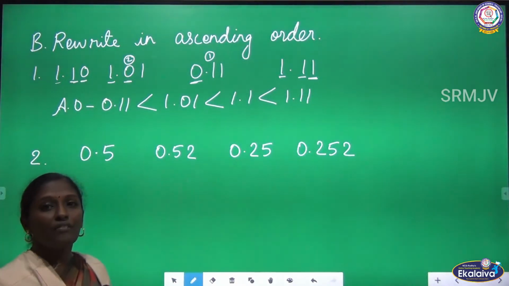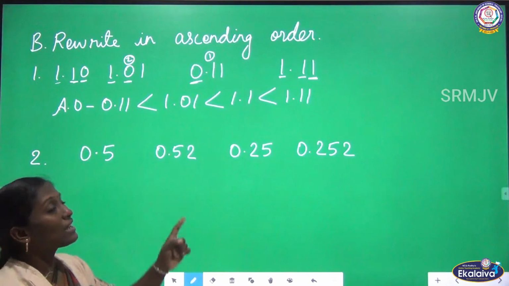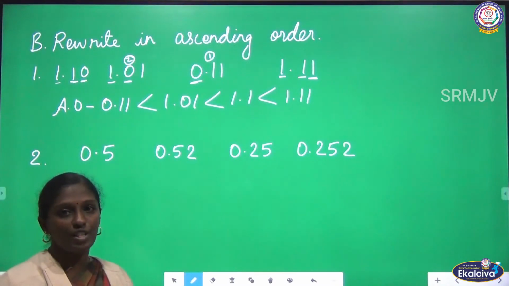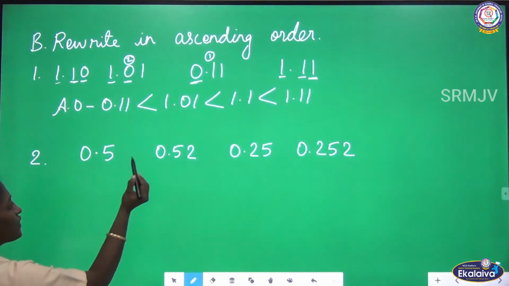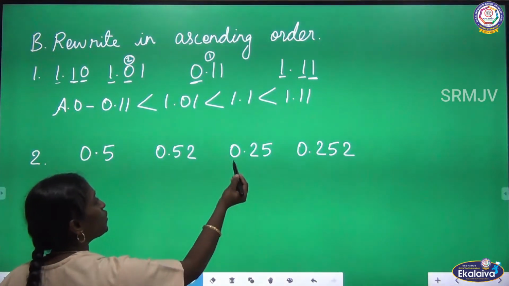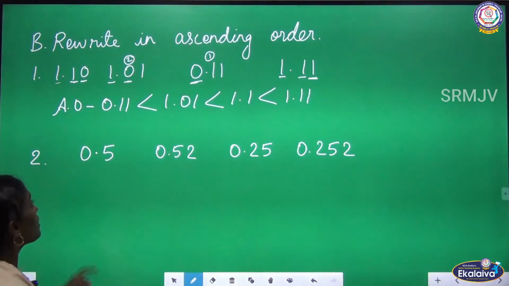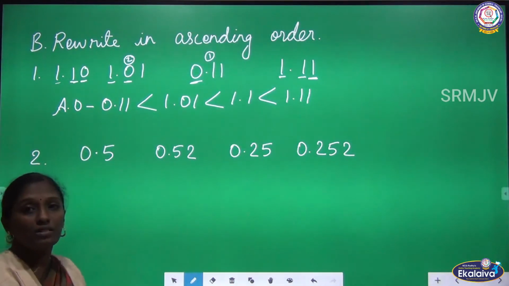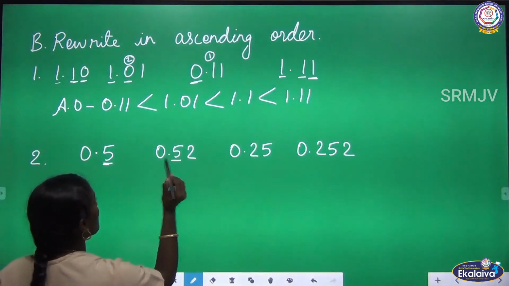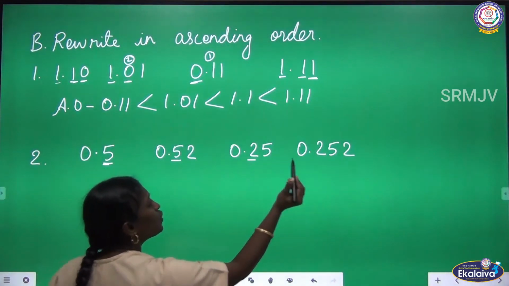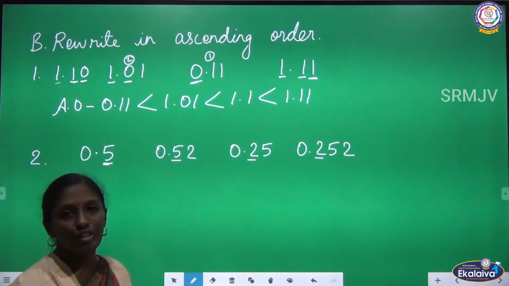Is it clear? First we have to compare the whole number part. After that we have to check the first decimal place, second decimal place. Okay. See the next set of decimal numbers: 0.5, 0.52, 0.25 and 0.252. Here the whole number part is 0. So we have to check the first decimal place. 5, 5, 2, 2. While comparing 5 and 2, 2 is smaller.